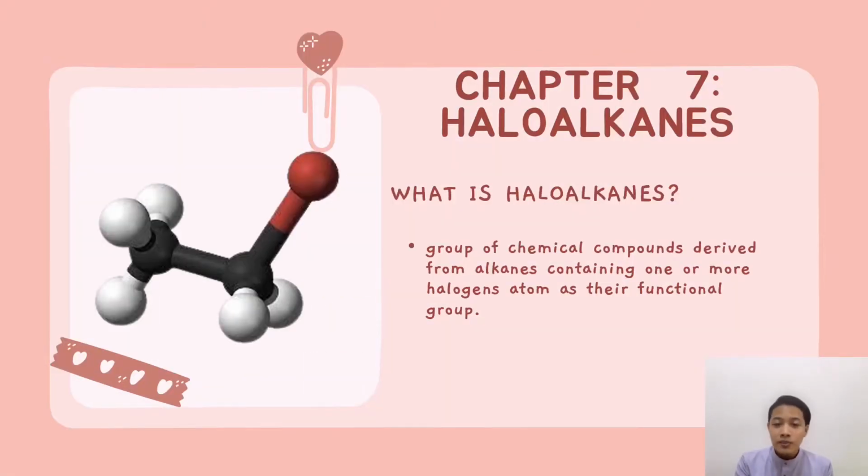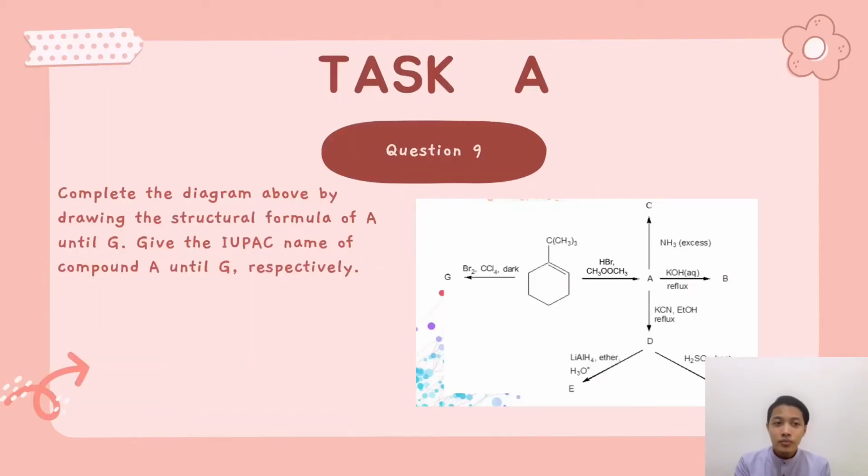Moving on, Chapter 7, Haloalkanes. What are haloalkanes, you may ask? Haloalkanes are a group of chemical compounds derived from alkanes containing one or more halogen atoms as their functional group. For example, CFC, chlorofluorocarbon, CHCl3, chloroform, and CCl4, tetrachloride.